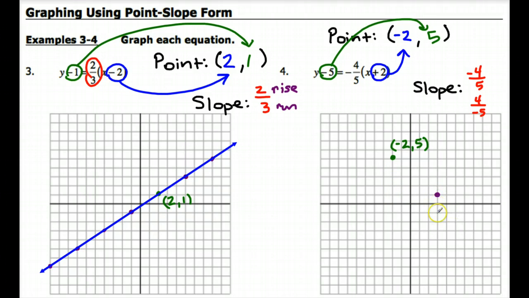And I'll follow that pattern: down 4 and right 5. Or I can go back and I can go up 4 and left 5. And that will give me a line with negative slope. It is decreasing. That passes through the point (-2, 5).